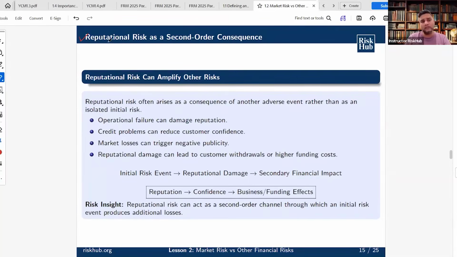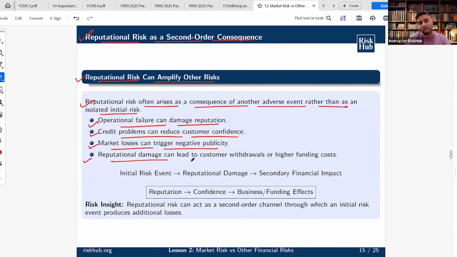Then we go to slide number 15, reputation risk as a second order consequence. Reputational risk can amplify other risk. Reputational risk often arises as a consequence of another adverse event rather than an isolated initial risk. Operational failure can damage reputation. Credit problems can reduce customer confidence. Market losses can trigger negative publicity. Reputation damage can lead to customer withdrawals or higher funding costs.